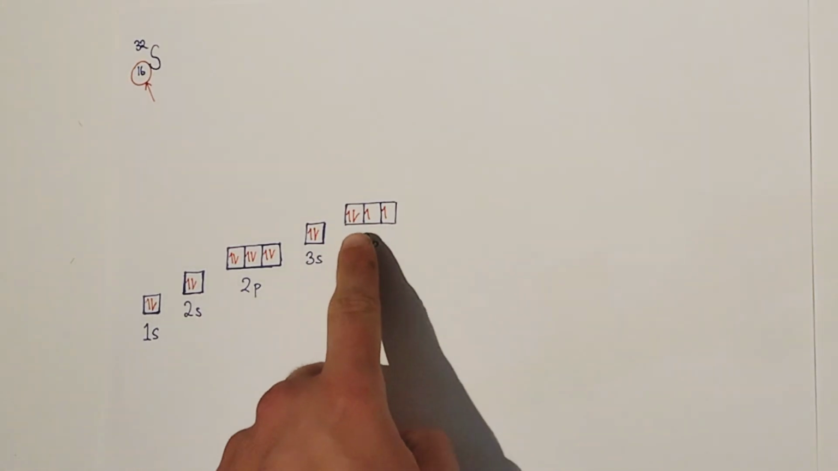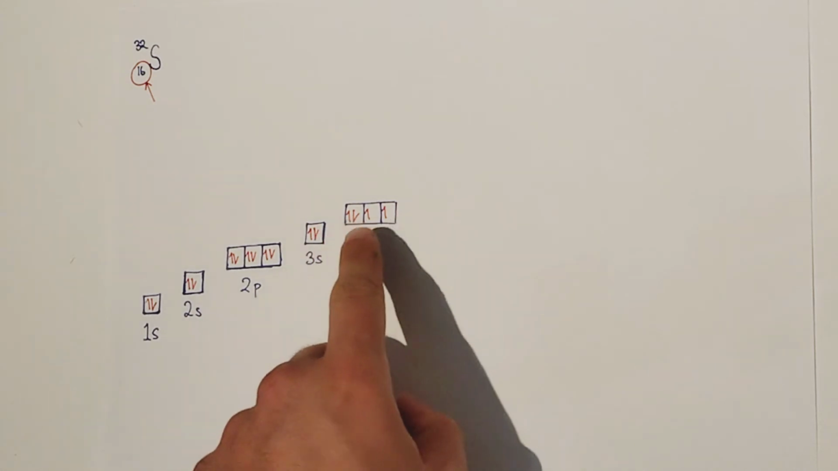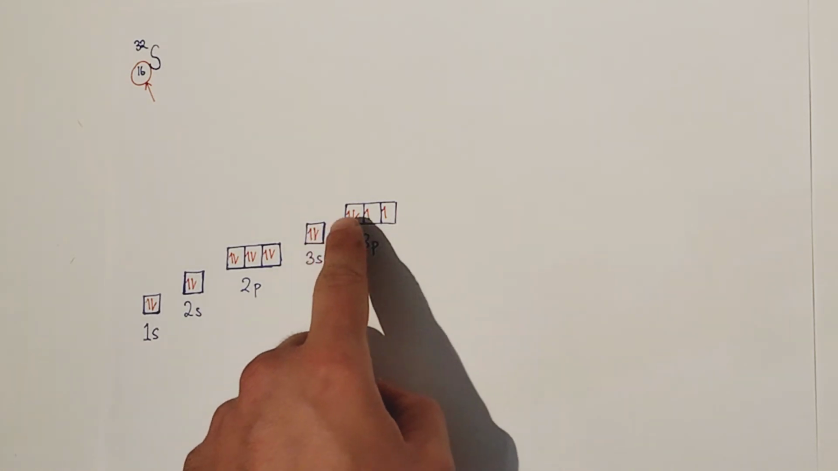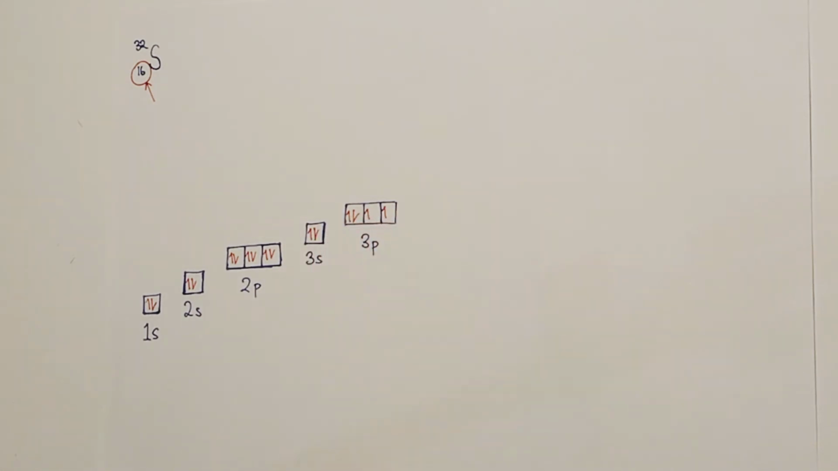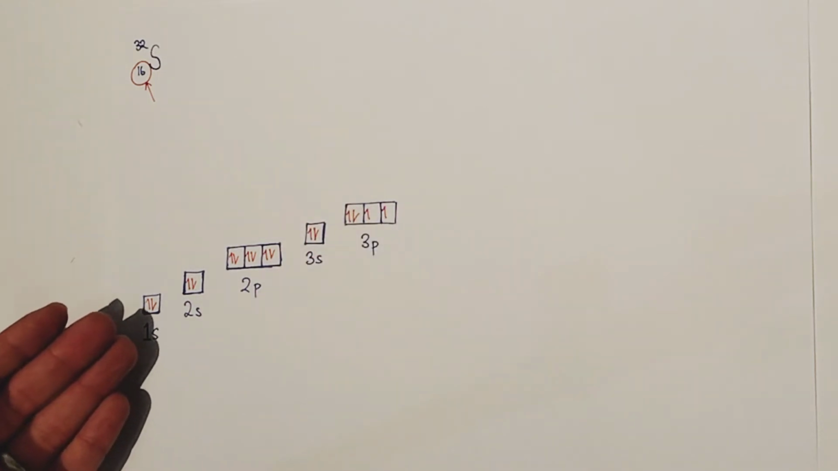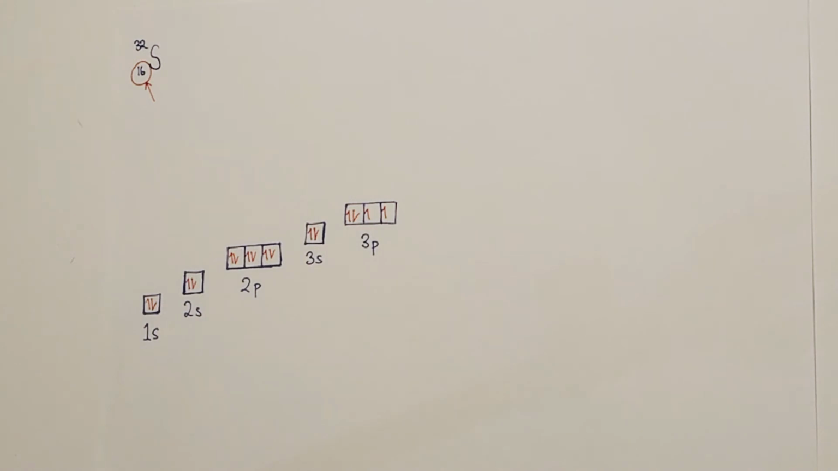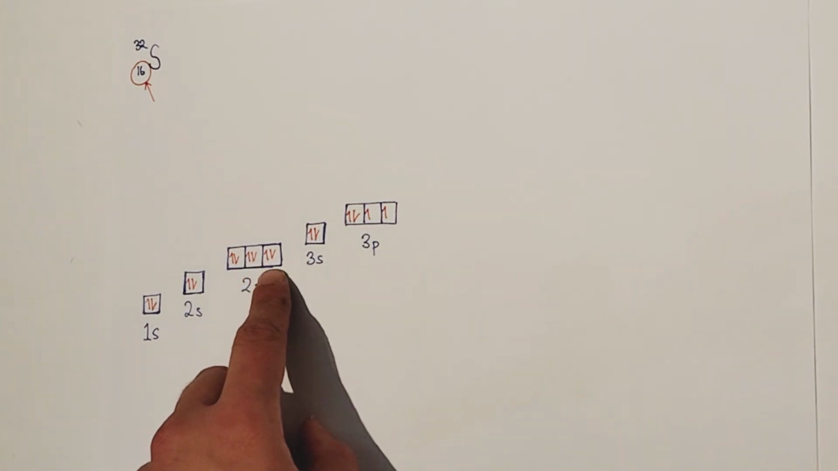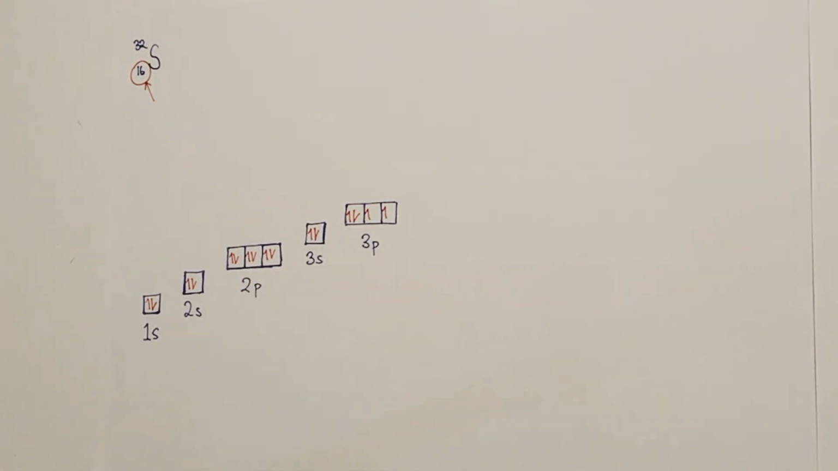So again, I've followed Hund's rule in this 3p sublevel, singly occupying the orbitals before I pair up, following Aufbau's building principle, starting from the lowest energy orbital up, and Pauli exclusion principle. Each box represents one orbital, and I can only put 2 electrons in any one orbital.